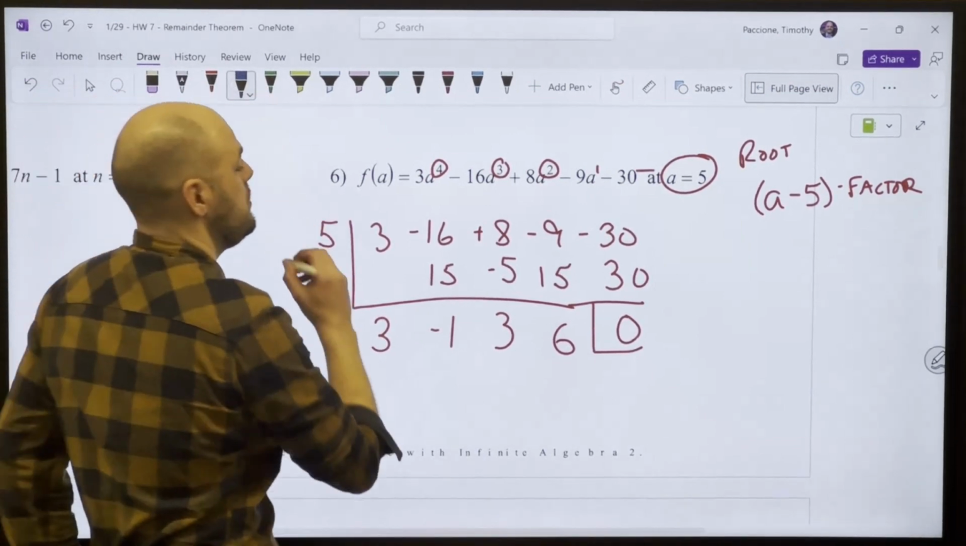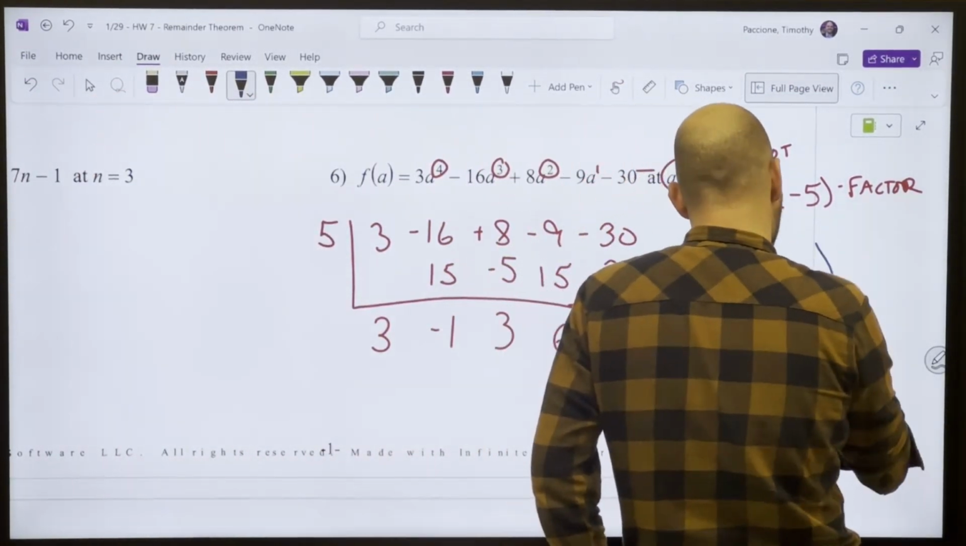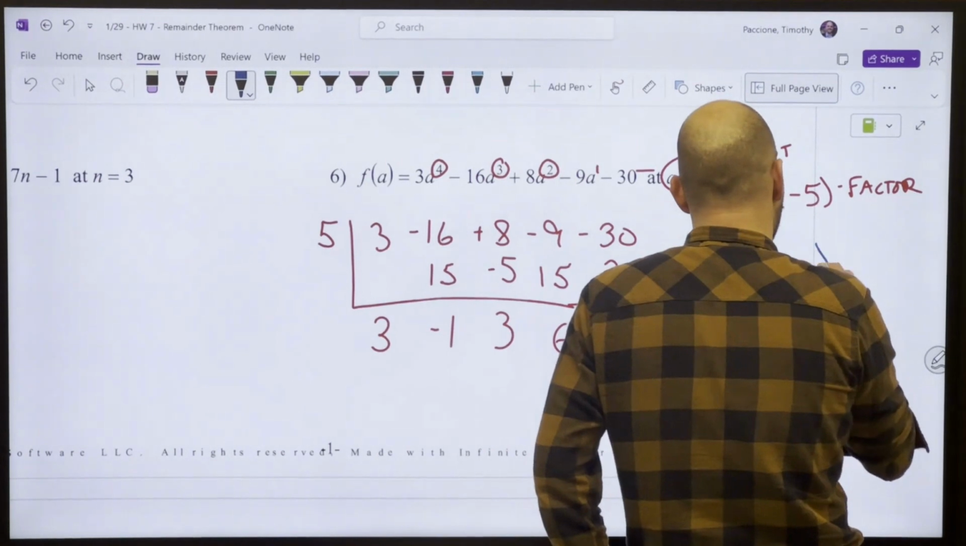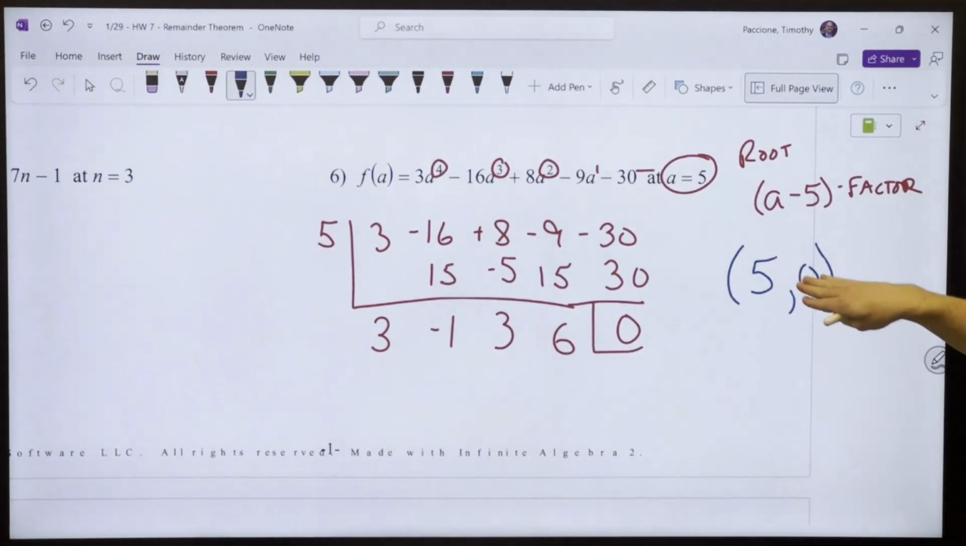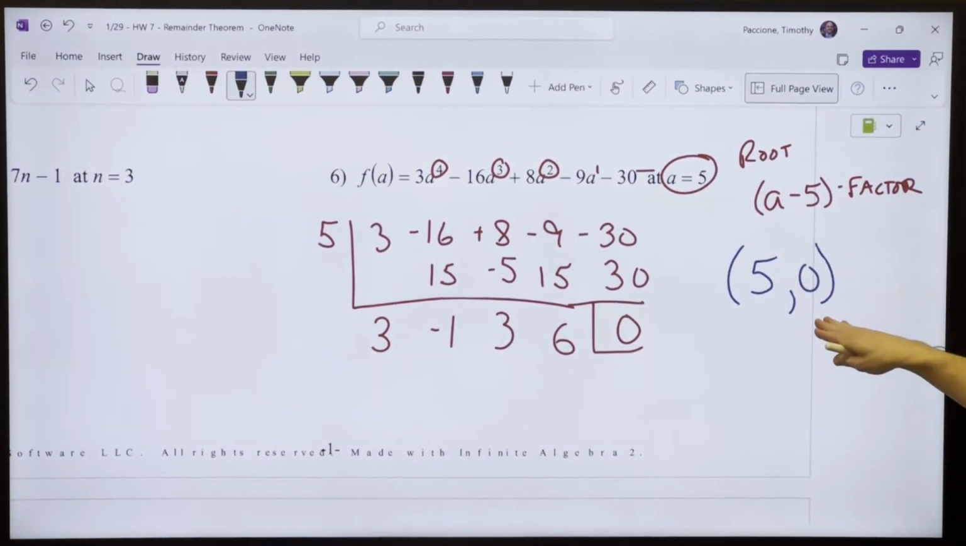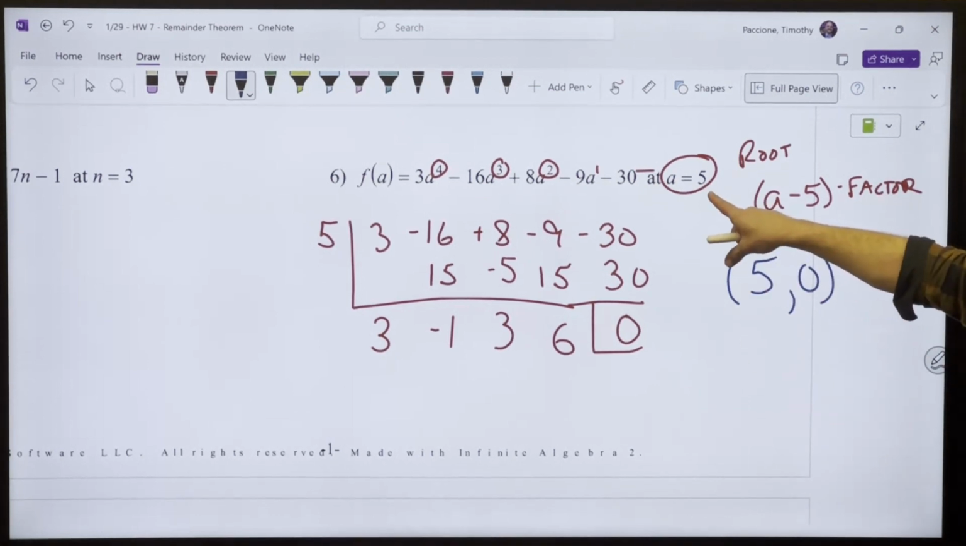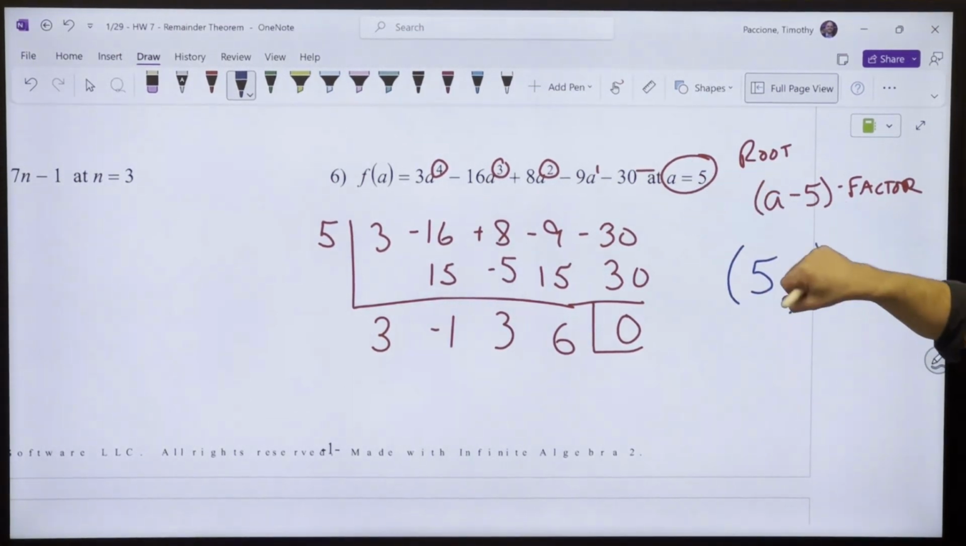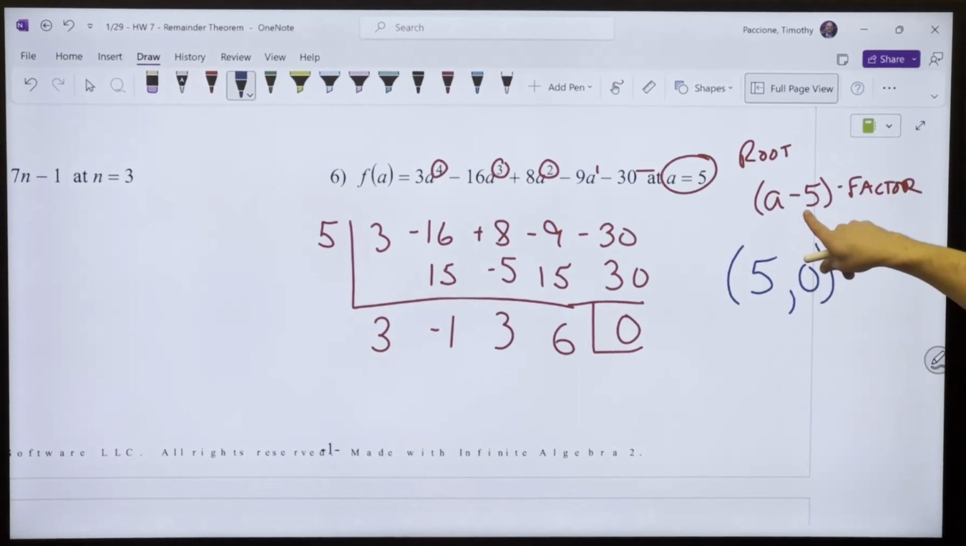So our answer is 5, 0, right? When the input is 5, the output is 0. When the x is 5, the y is 0, okay? Is it going to be 5 or -5? Well, it's 5 because we go with the root for our point, not the factor. If you ever forget, just think if I had a minus 5 in an equation, where would the x-intercept go? At 5, yeah.